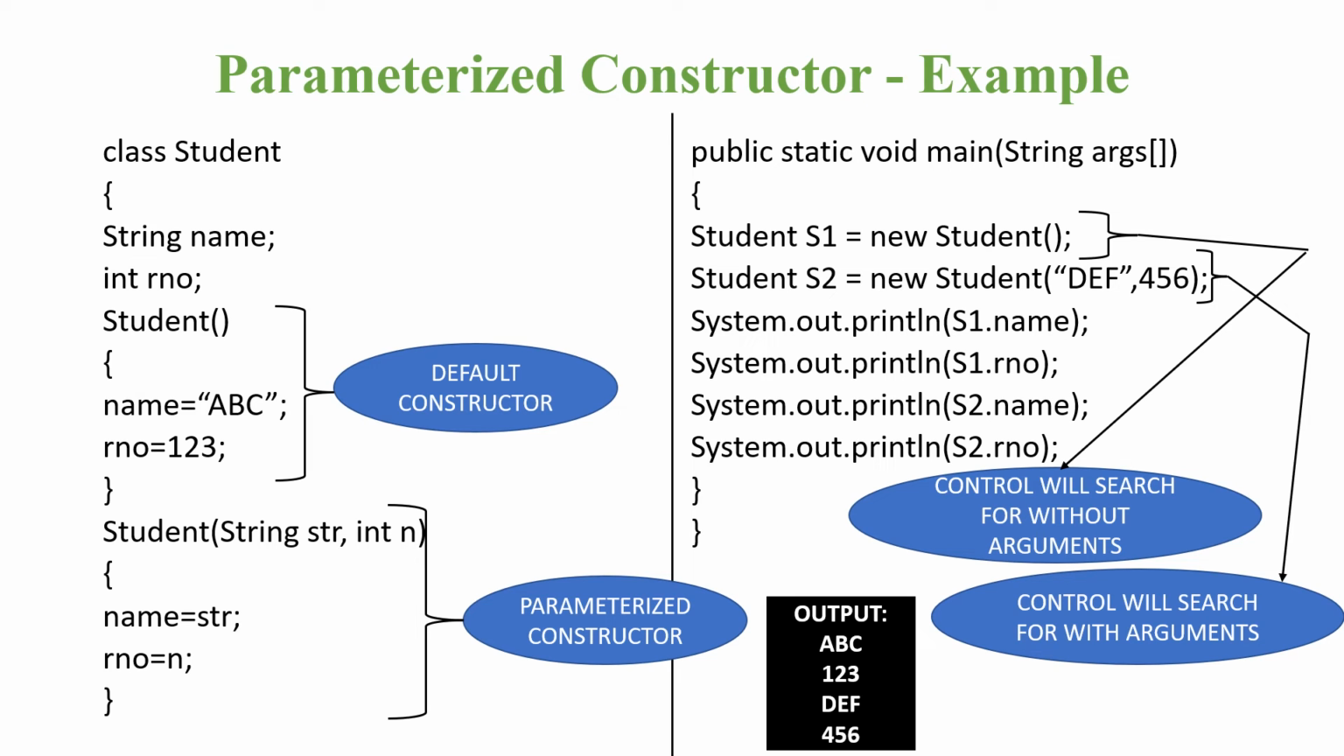Now look at the program. I have the class name as Student. Then I have two variables here. These two variables are called instance variables. Why am I calling them instance variables? Because they are created inside the class but outside the main method.